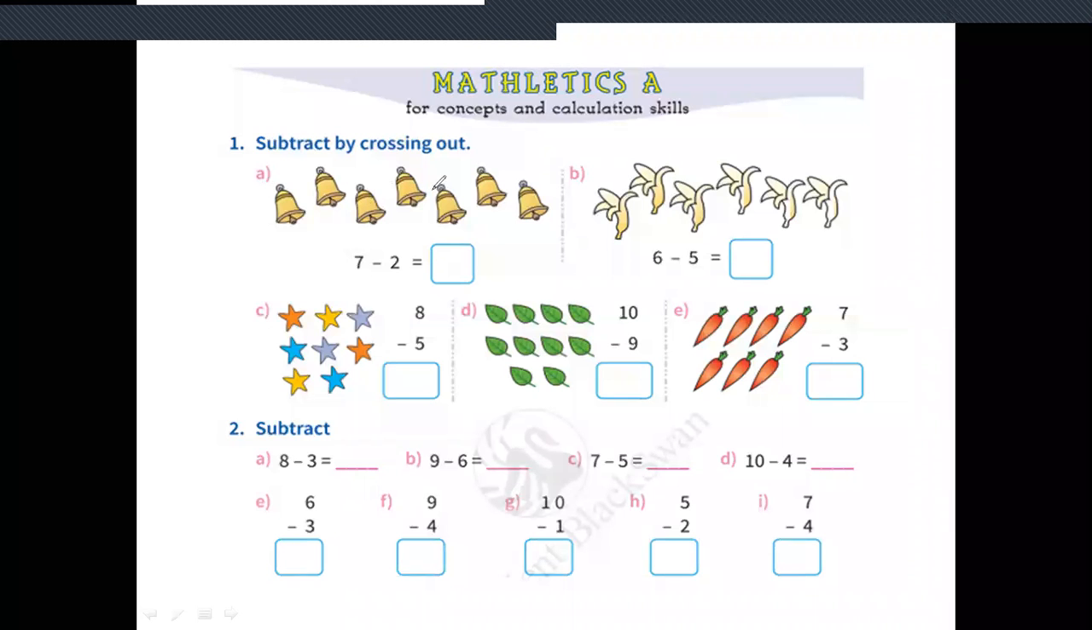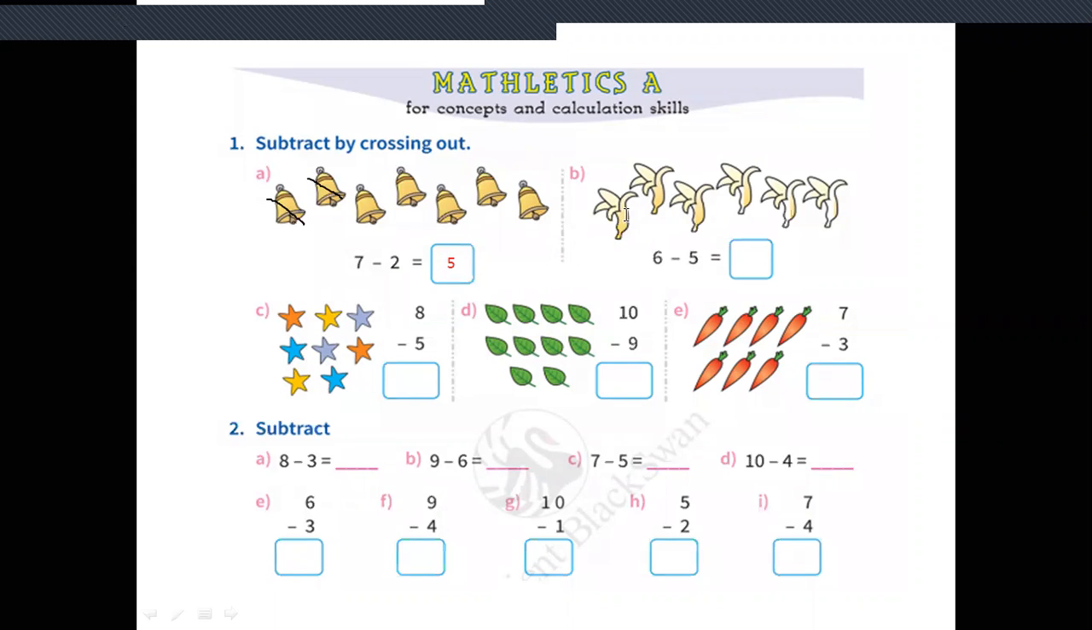1, 2, 3, 4, 5, 6, 7. 7 are there. How many do we have to cross out? 2 we have to cross out. 1, 2. If you cross out 2, how many will be remaining? How many will be left? 1, 2, 3, 4, 5. 5 will be left. So you will write 5 as the answer.